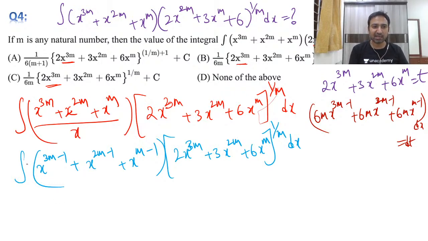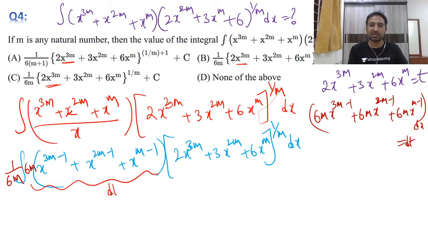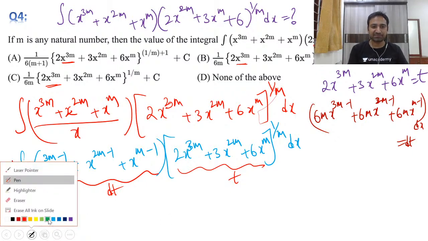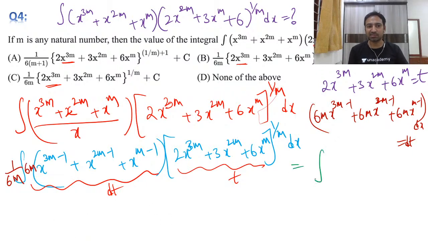Here 6m is not there, guys. What I can do is multiply and divide with 6m. If I do this, this whole thing becomes dt and this whole thing becomes t. So the integral becomes integration of 1 by 6m into t power 1 by m into dt. Tell me, guys, what is the integration of this?